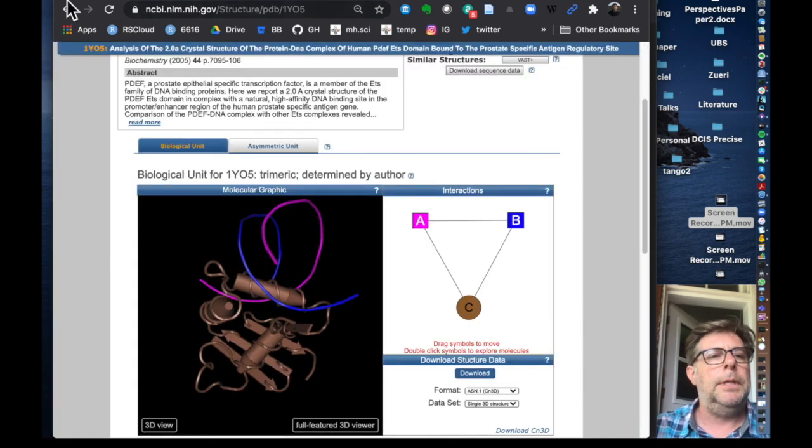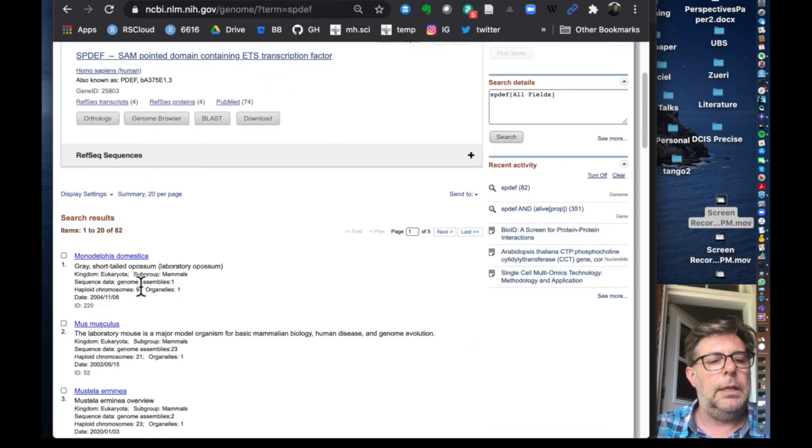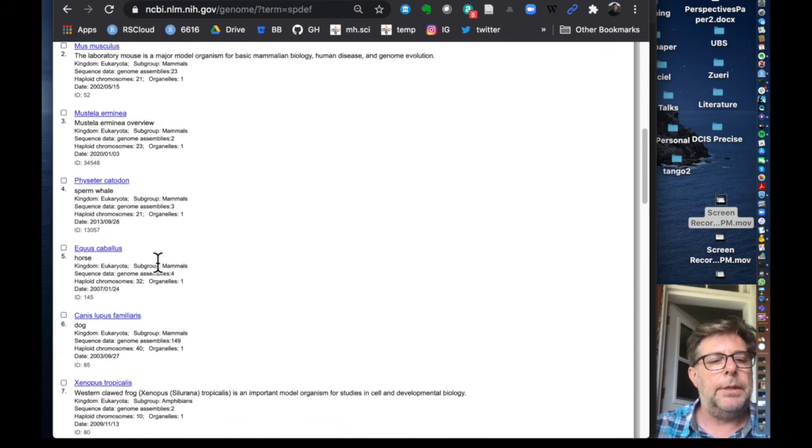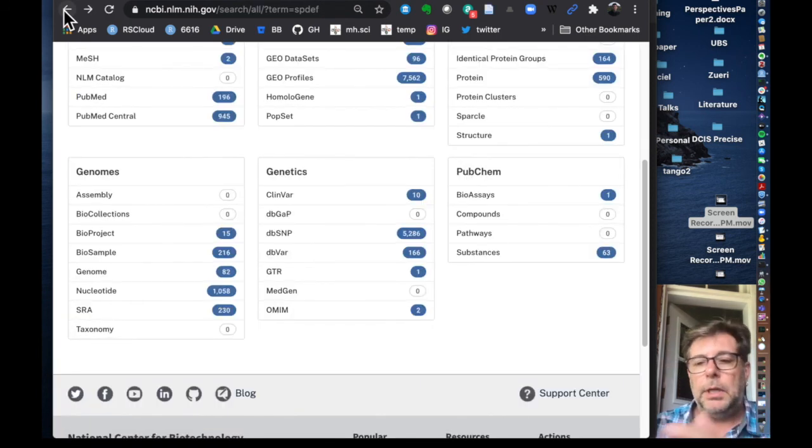I can get the genomes where it shows up. For example, it's been recorded in 82 genomes. I guess the first one here is possum, is that right? Yeah, opossum, mouse, et cetera, et cetera. So you can quickly zoom in on what genomes it's in across the tree of life.